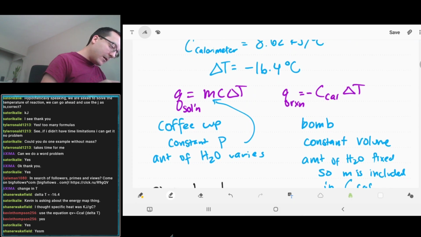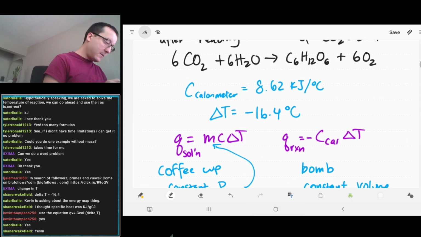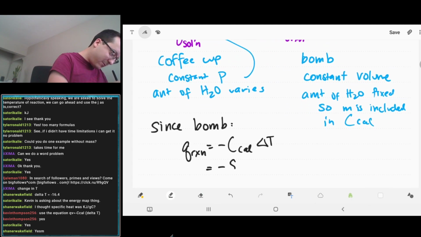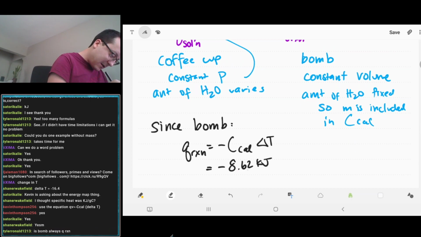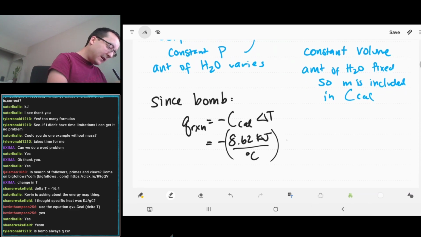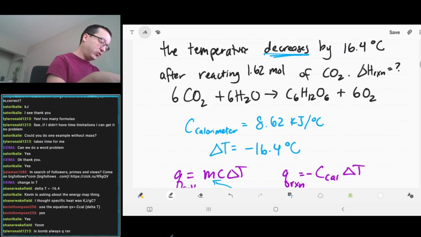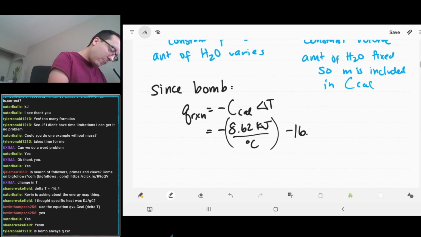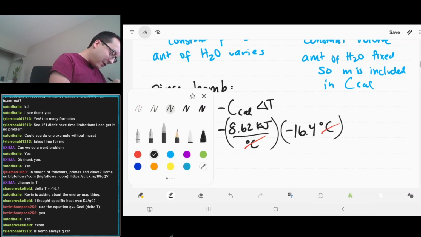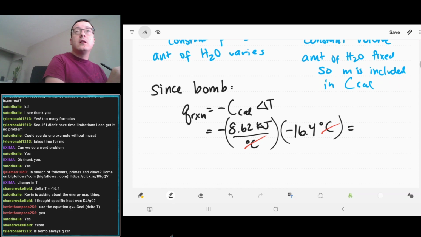Okay, so let's go ahead and plug in our numbers. We are given the heat capacity is 8.62 kilojoules per degree Celsius, and delta T was negative 16.4. Notice, as always, we have units that cancel out. Kevin, what's our answer?